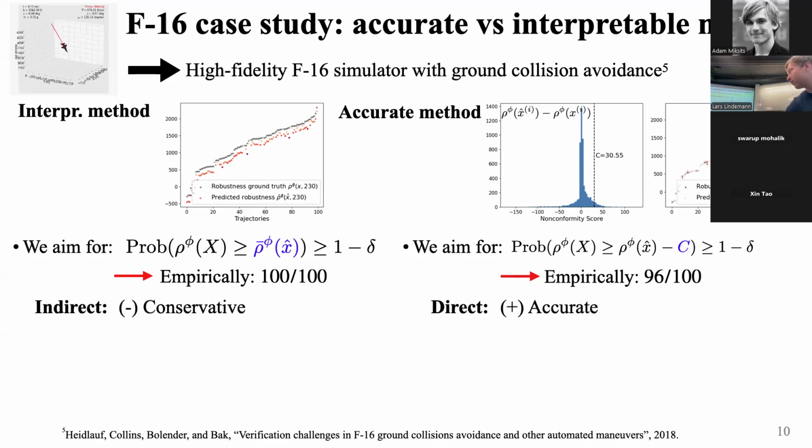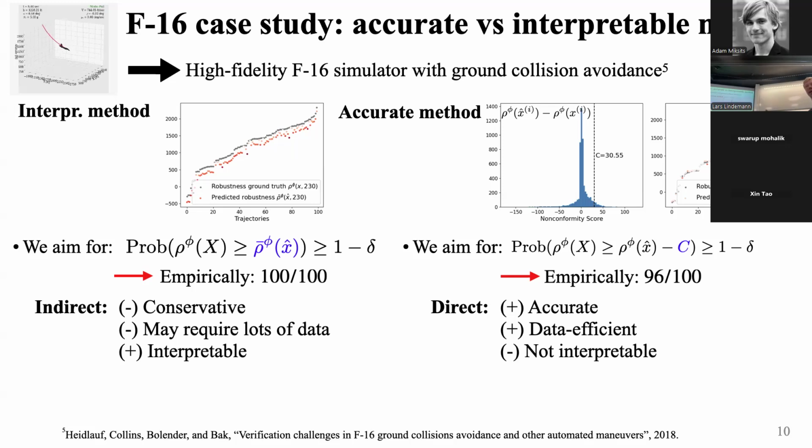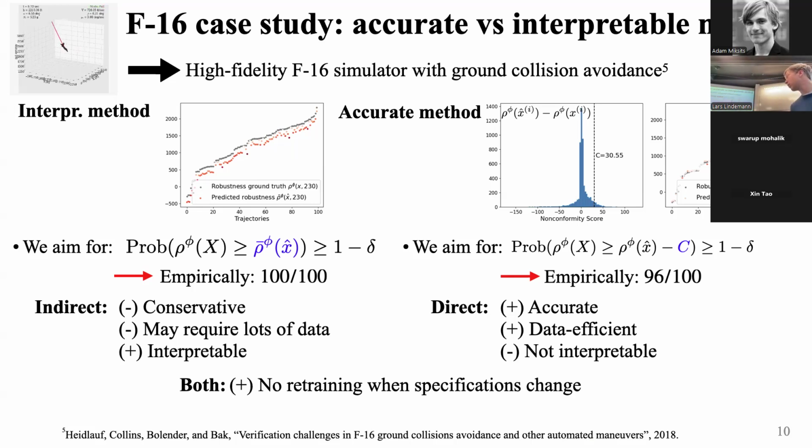And that confirmed what I already said. Well, one is conservative, one is accurate. One needs more data than the other. But for this one, you have interpretability. So what I would say is in practice, you want to run both algorithms. You want to run the accurate one just to detect failures, right? And you run the second one, if you have a failure, to detect why you are failing, right? So I think they're complementary. You want to use both.